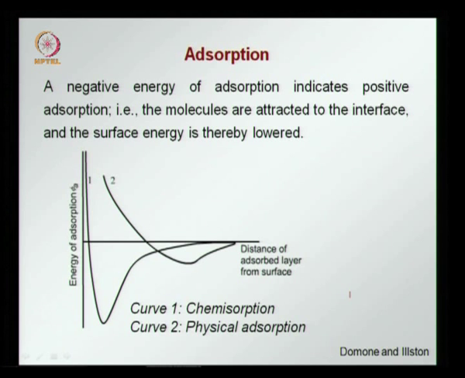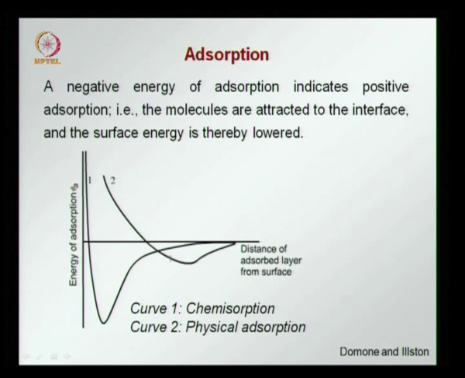In this graph we see the energy of adsorption as a function of the distance of the adsorbed layer from the surface on the x axis. The negative energy indicates a positive adsorption. The lower this well is, similar to what we saw in the Condon-Morse diagram, the more the adsorption on the surface. You see in this graph that there are two plots. The curve labeled 1 is for chemisorption, where we also have a chemical bond forming on the surface between the adsorbed material and the host material.